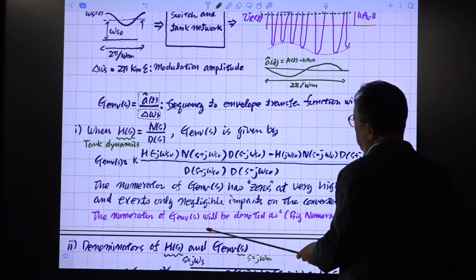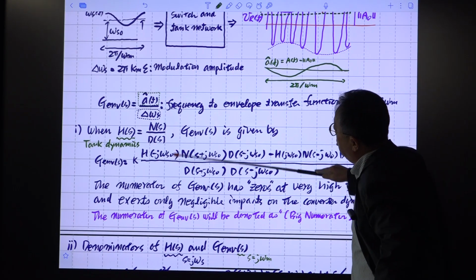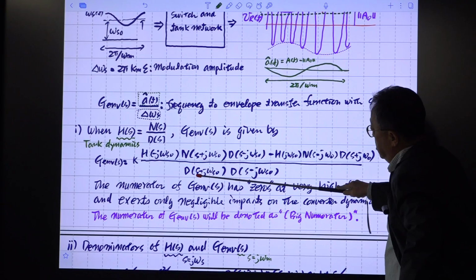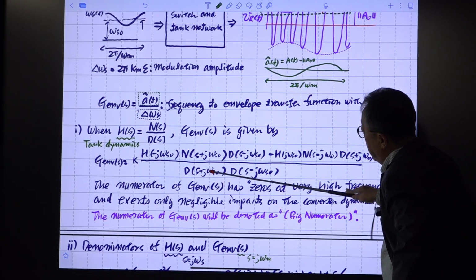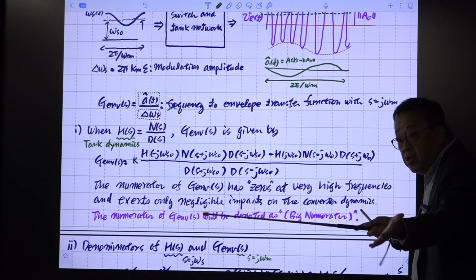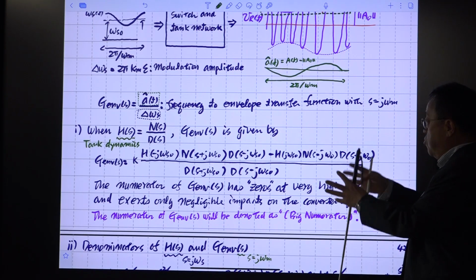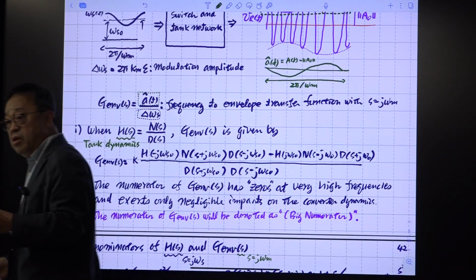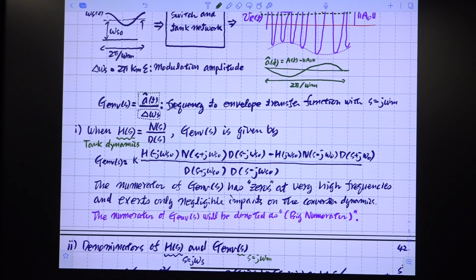And particularly the denominator is this one. This is the denominator of the tank transfer function, but the frequency is different: s is replaced with s plus j omega_s0 here. There's one term, and another term is this one. So there are two terms in the denominator. The denominator is important because it provides all the information about the poles, and poles determine the transient dynamics, and most importantly, the stability of the system. Okay, so the pole is important.